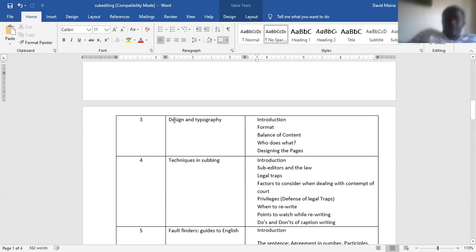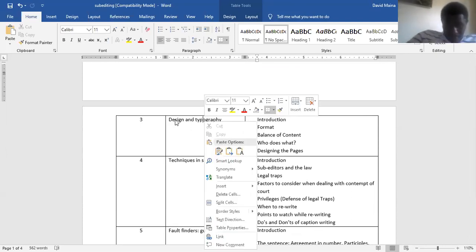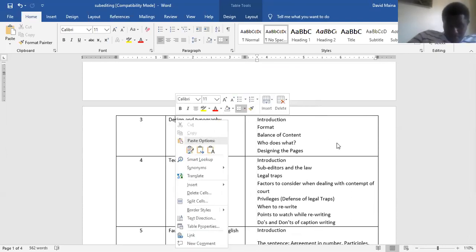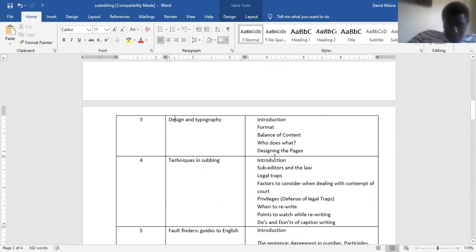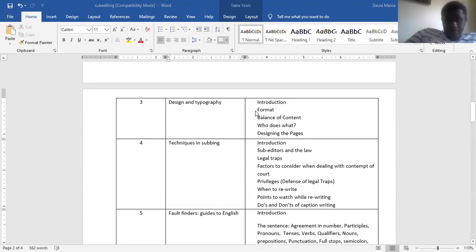From there, we will look at design and typography. So we said typography and design, these are similar words. And we will look at introduction. We're going to look at format, how a newspaper should look like.